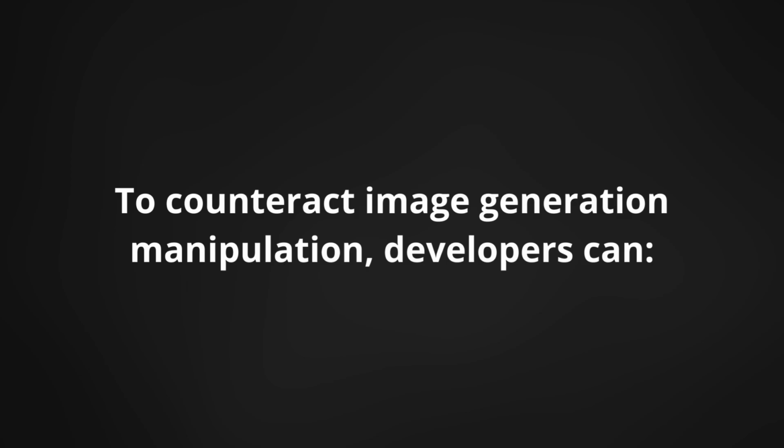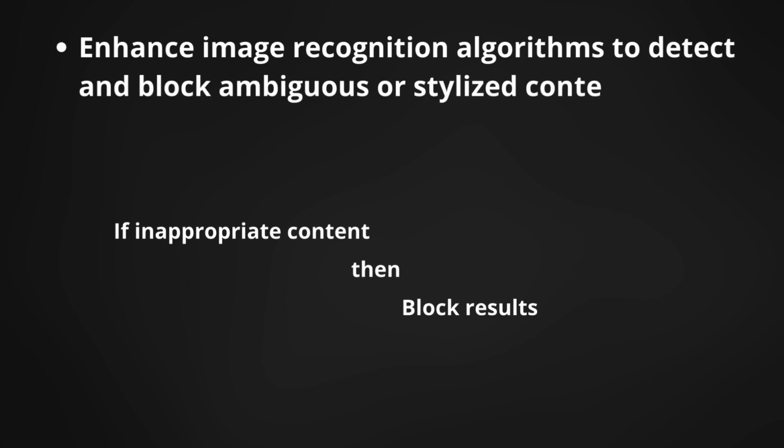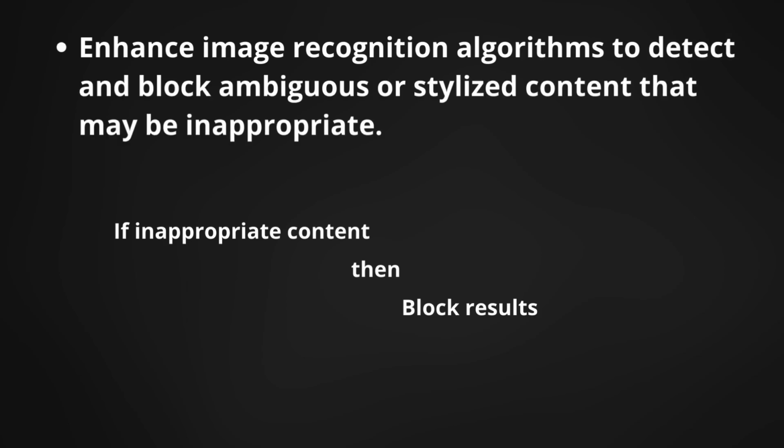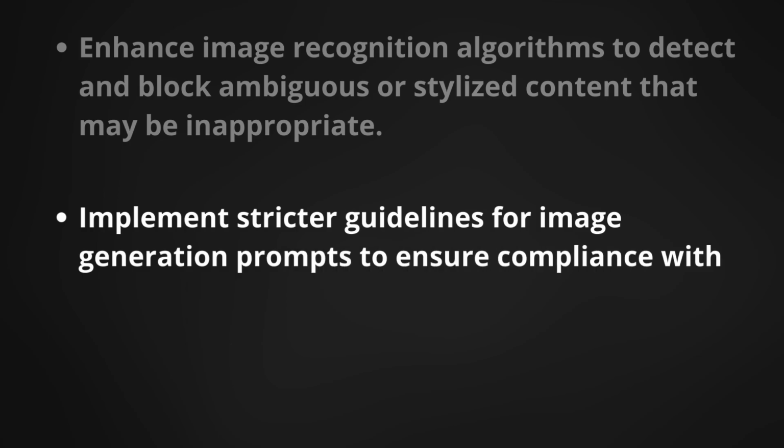Countermeasures. To counteract image generation manipulation, developers can enhance image recognition algorithms to detect and block ambiguous or stylized content that may be inappropriate. Implement stricter guidelines for image generation prompts to ensure compliance with content policies.